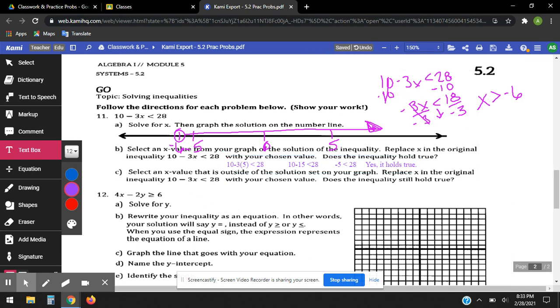Select an x value that is outside of the solution set of your graph. Replace x in the original and solve. Okay, so let's do -10.